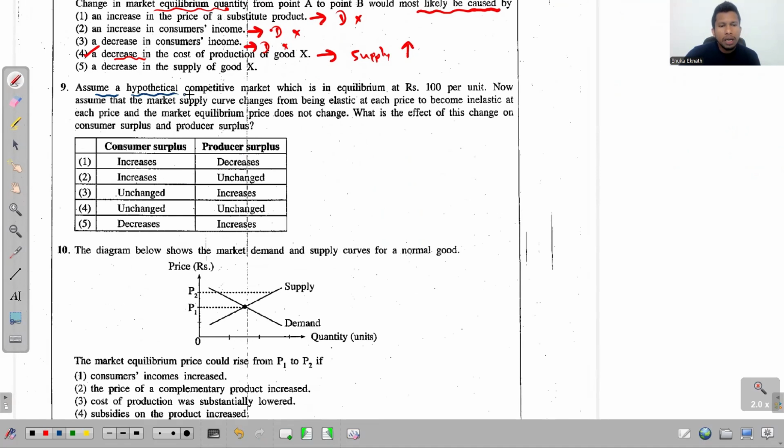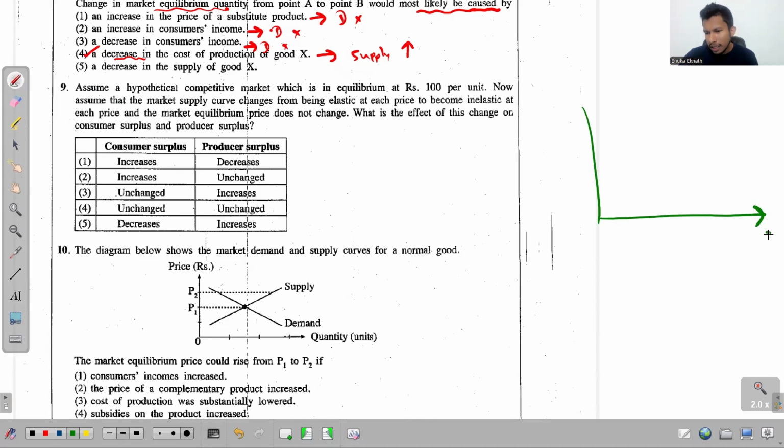Assume a hypothetical competitive market which is in equilibrium at rupees 100 per unit. Now assume that the market supply curve changes from being elastic at each price to become inelastic at each price, and the market equilibrium does not change. Okay, very interesting. So this is what happens here.